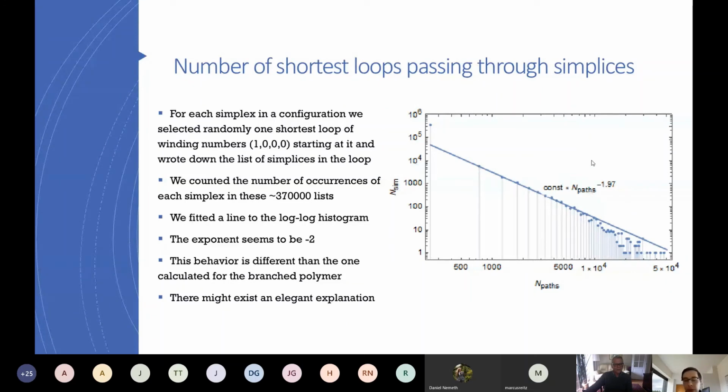And now we are looking for a simple model of how to construct a graph with such a property, that the number of vertices through which a certain number of shortest paths go is proportional to the number of paths to the power -2. It seems that there must exist some elegant explanation.